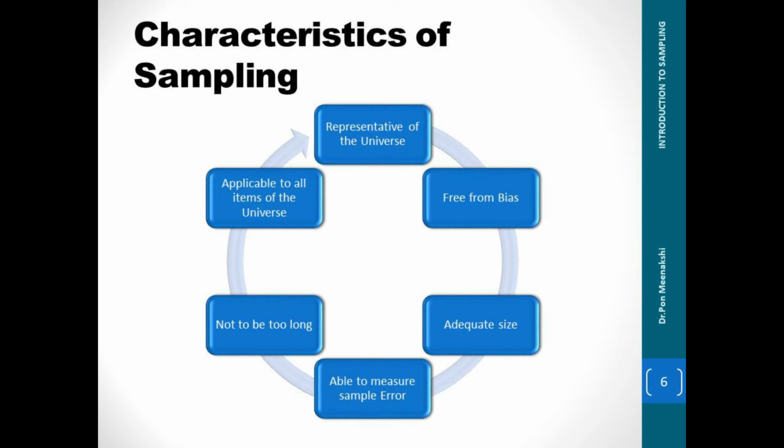Next we are going to discuss the main characteristics of a sample. The first and foremost characteristic of a sample is that it is representative of the universe. It should be free from bias. An essential of a good sample is adequacy, in the sense that the sample size must be adequate. The sample must enable us to measure sampling error. It should not be too long. The result of a good sample should be applicable to all items of the universe with a reasonable level of confidence. So the characteristics: it must be representative of the universe, free from bias, collect adequate detail, able to measure sampling error, should not be too long, and it must be applicable to all the items of the universe.